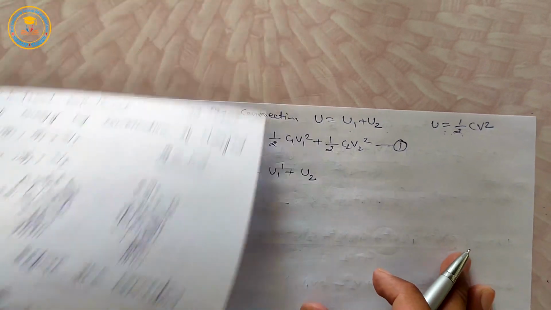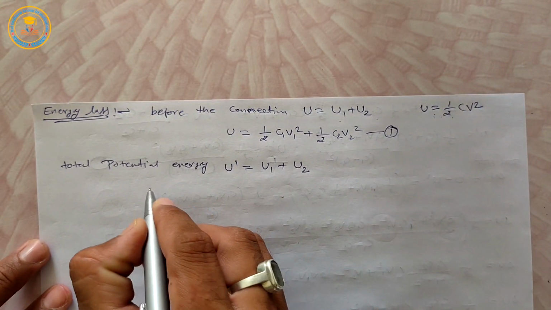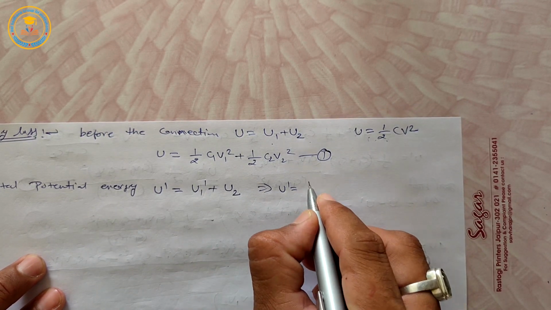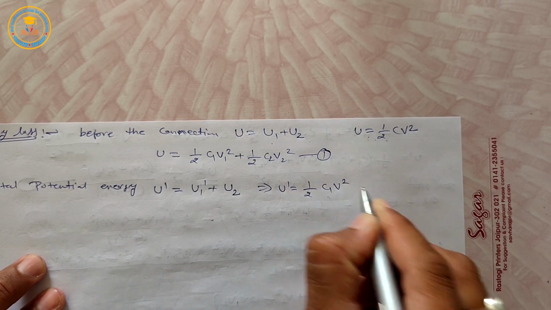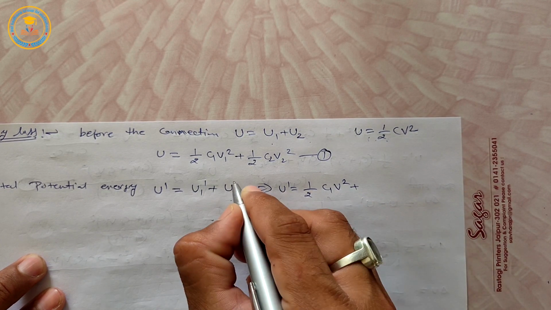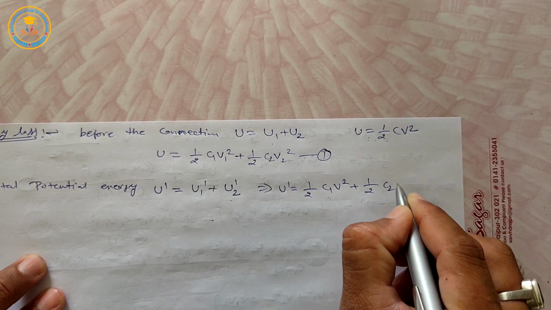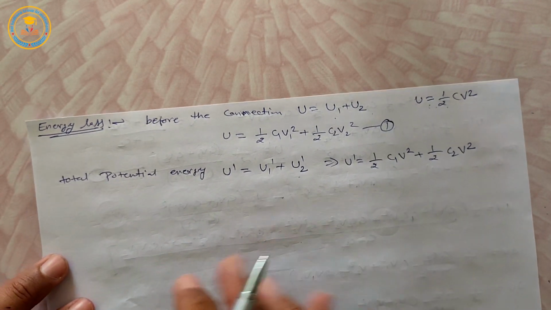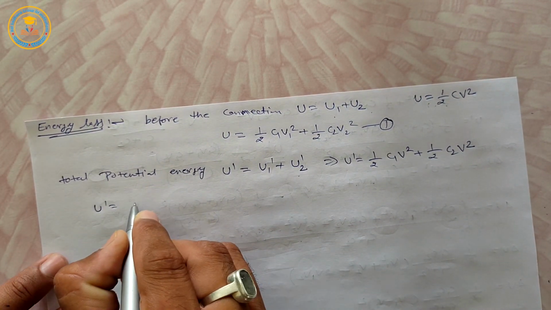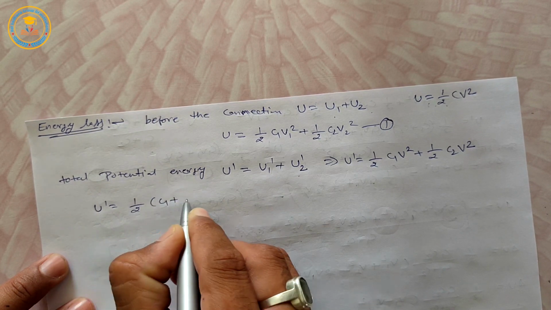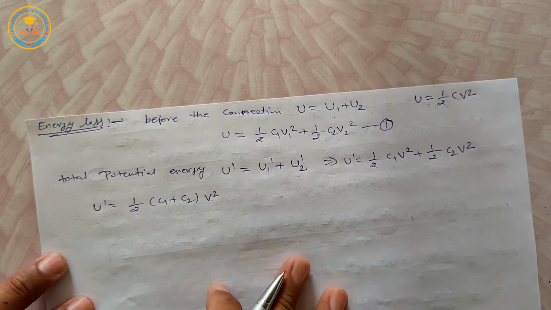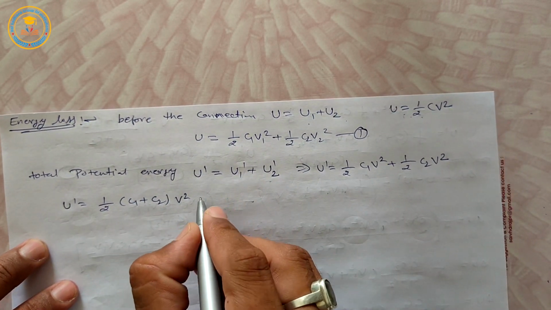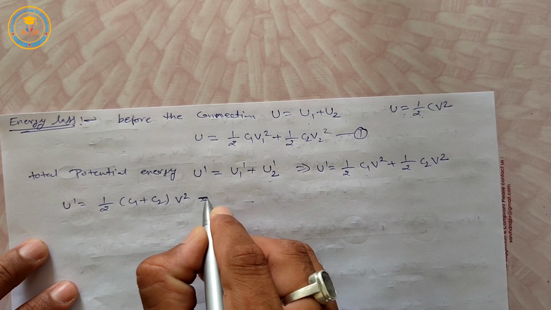So U1 dash is equal to 1 by 2 C1 V square, plus U2 dash is equal to 1 by 2 C2 V square. Taking V square common, U dash is equal to 1 by 2 (C1 plus C2) V square, and we put the value of V, which is the common potential.